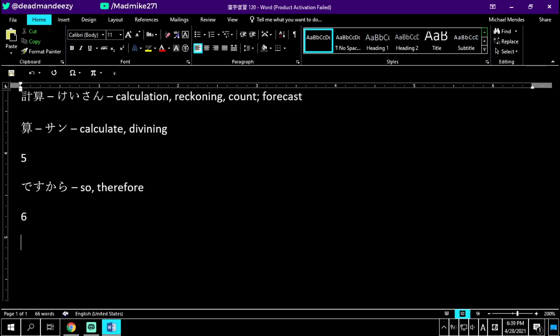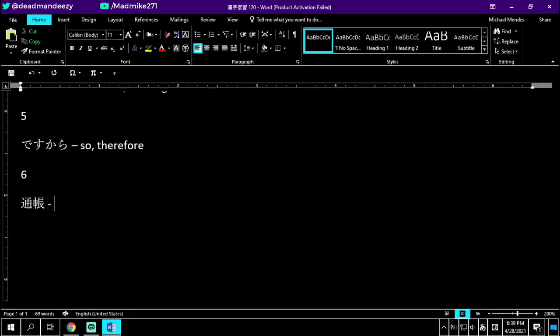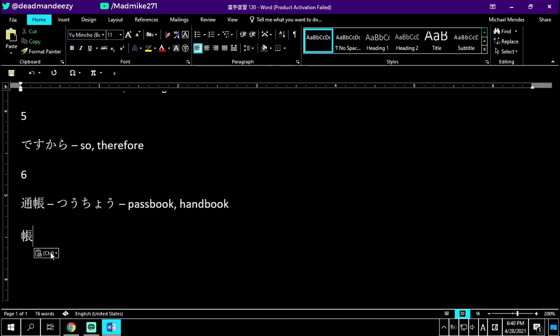Desukara desu. Next is number 6. Number 6 is tsuucho. Tsuucho is a passbook or a handbook. On the left side, we have traffic or to pass through, so a pass. Cho is our new kanji. Only one reading for this one, and it's cho. This is a notebook, account book, or an album.